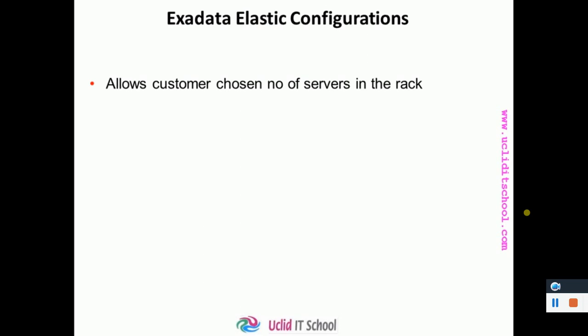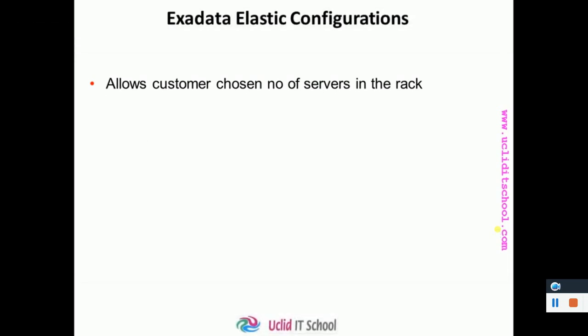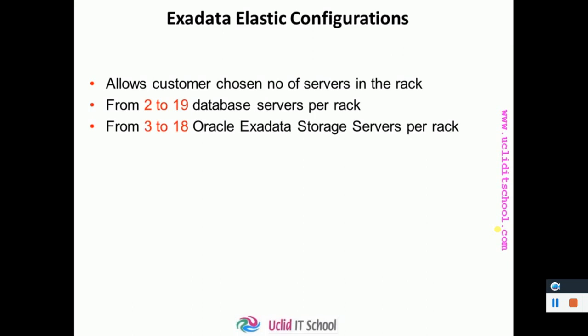So in elastic configuration, the number of servers is not fixed by Oracle, like in standard configuration. Then who will fix that? It is the customer. Customer can choose how many database servers they want, how many storage servers they want in the rack. Of course, there are some rules and regulations for that. You can have 2 to 19 database servers per rack and 3 to 18 storage servers per rack. So as long as you are within these boundaries, you can choose your own number of database servers, your own number of storage servers.